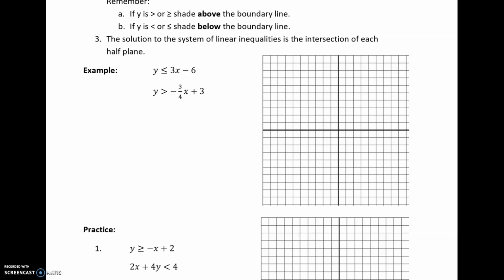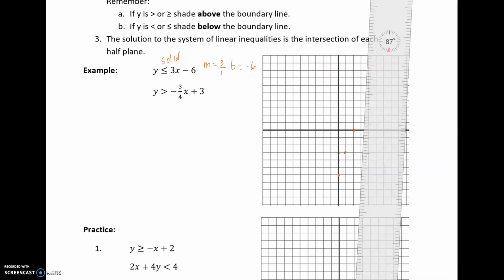We know that it's already in slope-intercept form, so slope is 3 over 1, intercept is -6, and this is going to be a solid line. Okay, so from the origin, I go down 1, 2, 3, 4, 5, 6. I put a point. Then from there, I go up 1, 2, 3 over 1. This is a solid line.